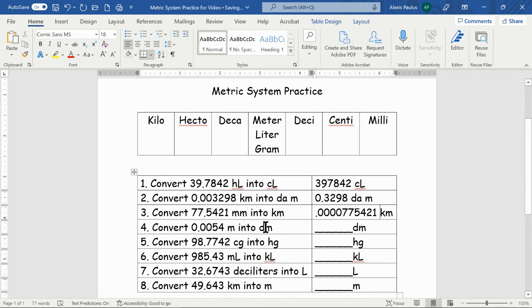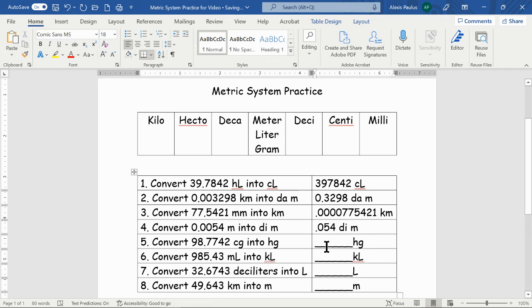We're going meters, and we'll make this a decimeter. All right, let's see. We're going meter to decimeter. So we're going 1 space to the right, which means my decimal is going to go 1 space to the right. That's going to be 0.054 decimeter. My number is getting slightly larger. My prefix is getting smaller. So the logic is sound. Next one.